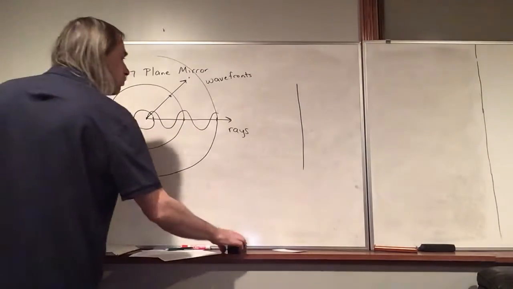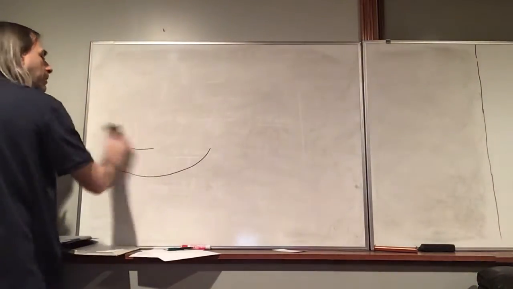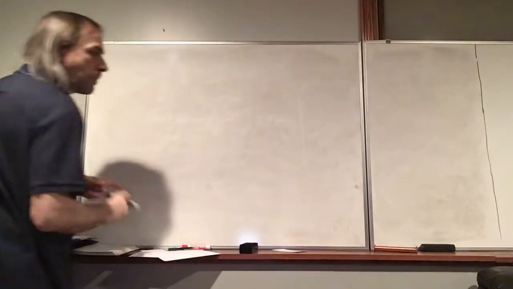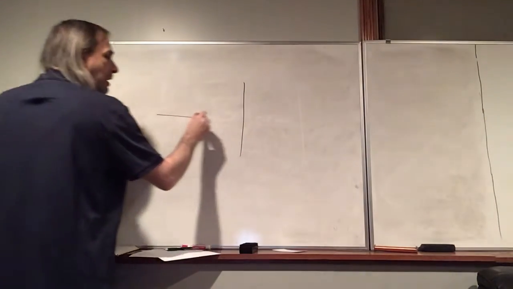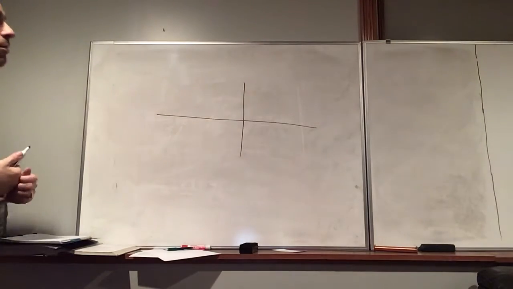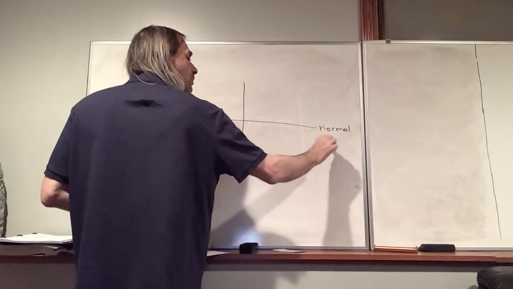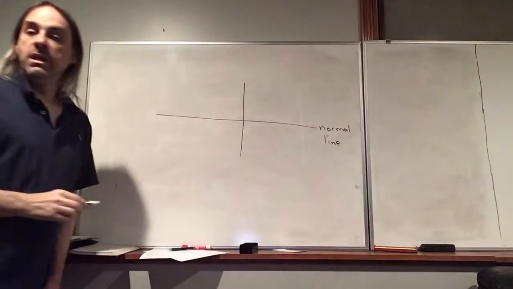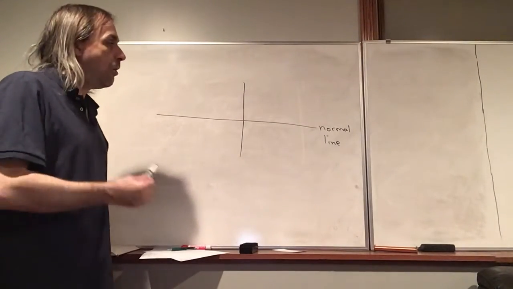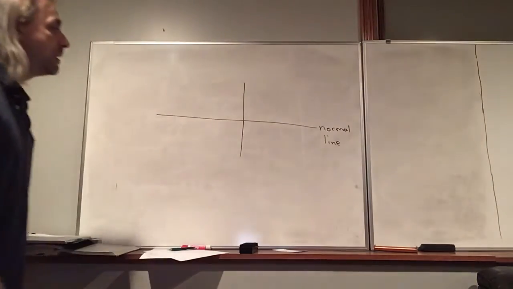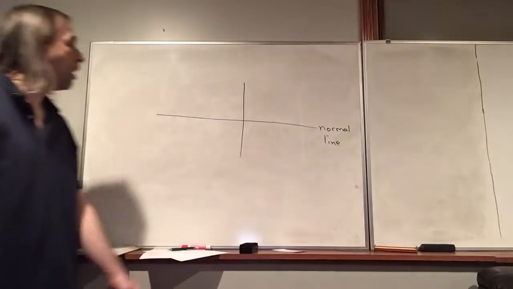Okay, so what happens when light hits a mirror? That's the question we want to deal with now. We're going to start out with a flat mirror, and I'm going to draw this horizontal line here. This is a normal line, perpendicular to the mirror. So what happens to light when it hits a mirror? We know it bounces off. And we know ultimately what happens when light hits a mirror is it creates an image. Like if you look in a mirror, you see yourself. You're not really seeing yourself, you're seeing an image of yourself.